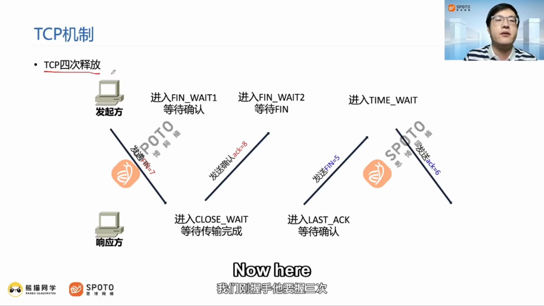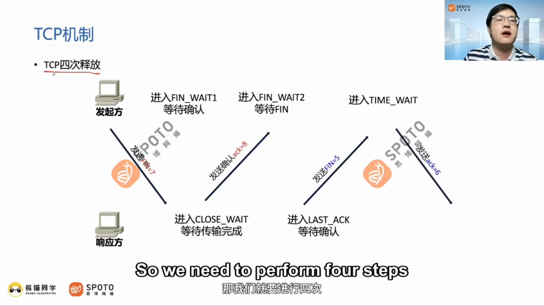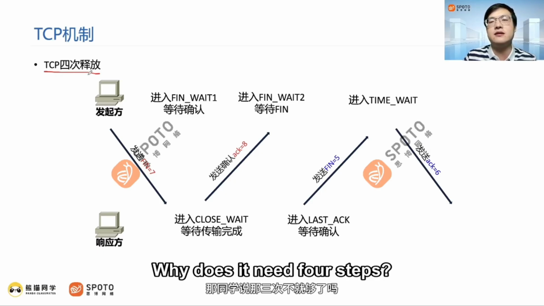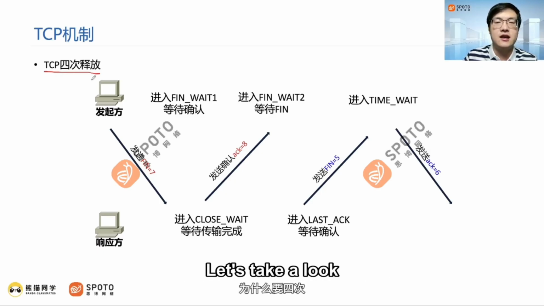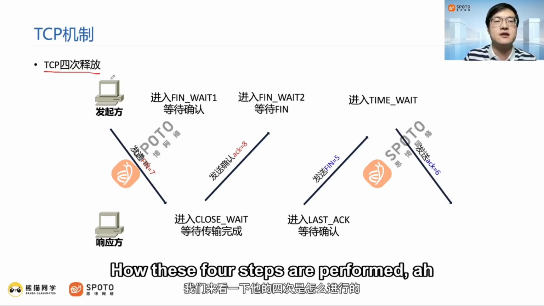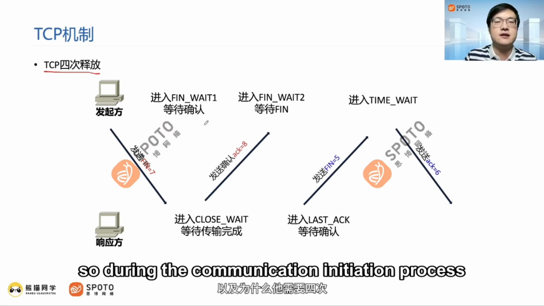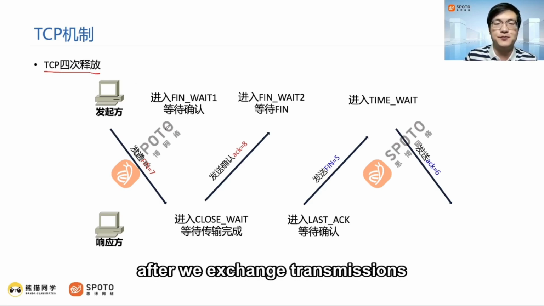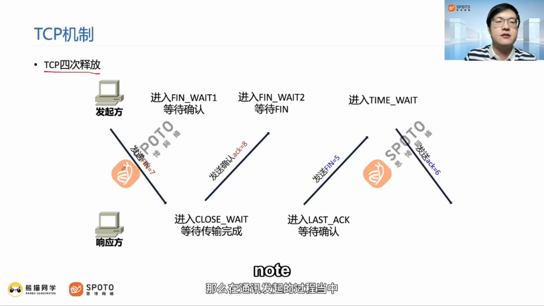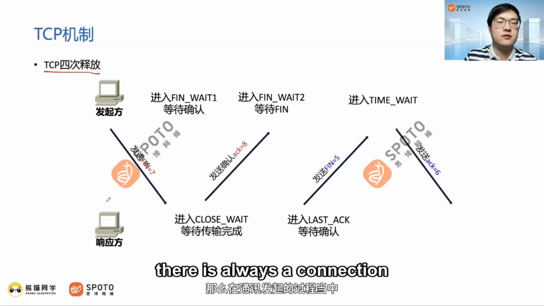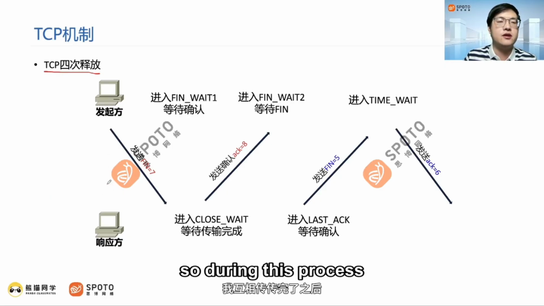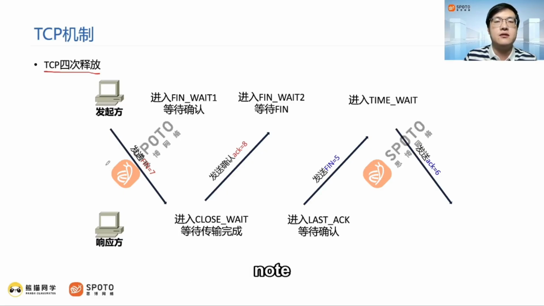Now here, we wave goodbye. Just bye-bye. Right. So we need to perform four steps. A student might ask, why does it need four? Pay attention, let's take a look at how these four steps work and why it needs four. After we exchange transmissions, note, during transmission, there is always a sequence. So during this process, we will perform four steps.